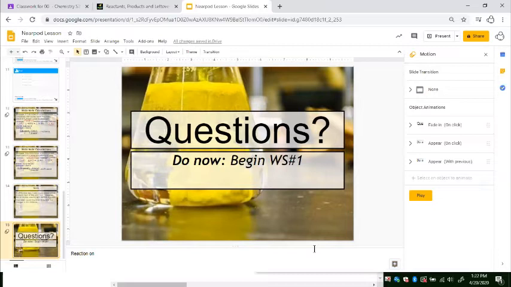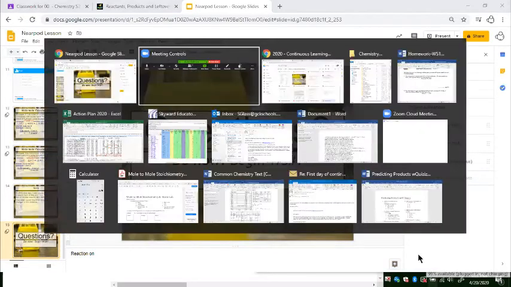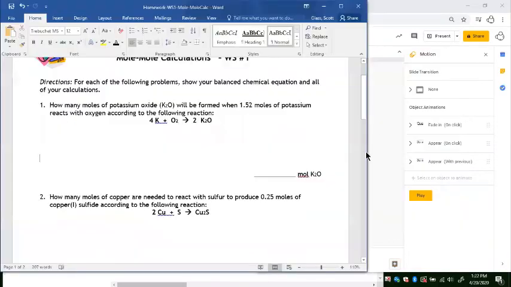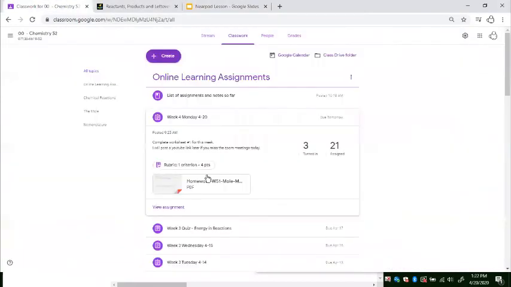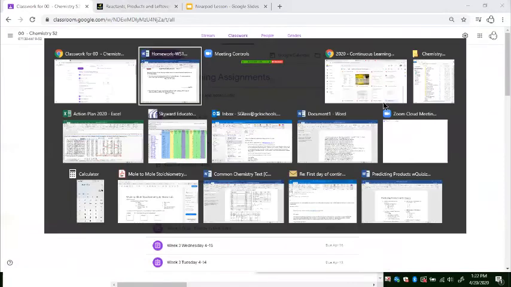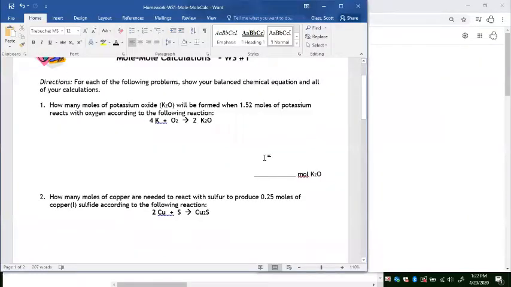So to help you guys out, my grades are hiding my worksheet right now. Oh, you know what? I can go here. Oh, but it's better to use this right here because I can actually type. So this is your homework. This is what you'll be looking at, okay?